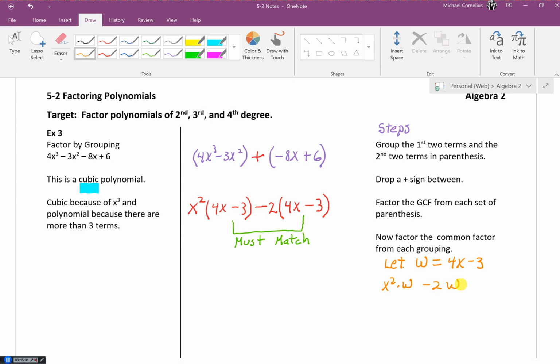Now I want you to look at my last step right here. My last step says factor the common factor from each grouping. Notice my groupings down here. What could you factor out of this? This term contains a w, and this term contains a w. Just like this term back here up top contains a 4x minus 3, and this term contains a 4x minus 3. These are common factors, just like these w's are common factors. So I'm going to factor out a w. That's going to leave me x squared in front and minus 2 in the back.